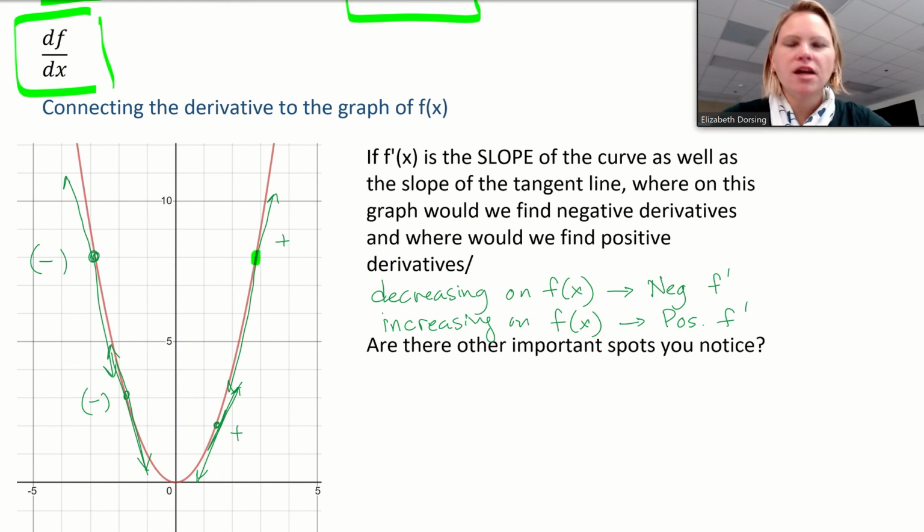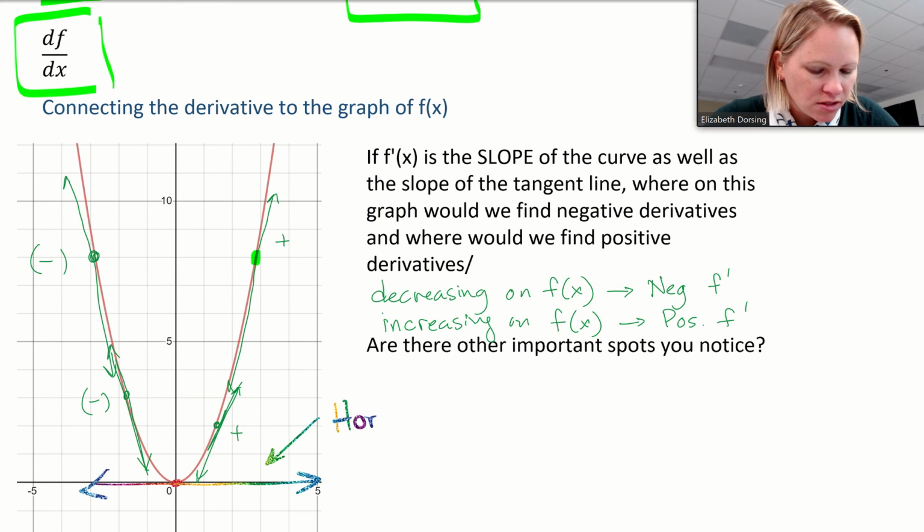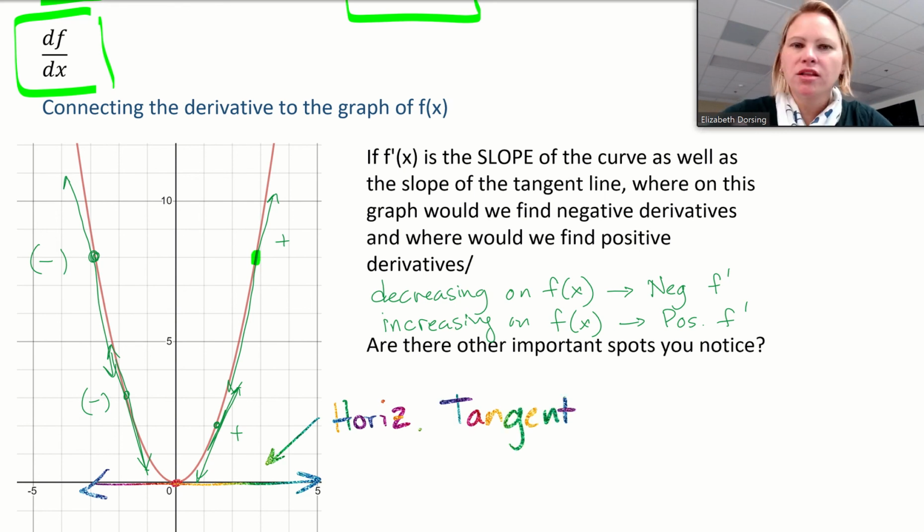Now, my other question is, are there any other important points on this graph that you would notice? What I want you to do is draw your attention down here, and I'm going to use the rainbow pen because this is really important. We've actually discussed this before. Right down here at the very bottom of my parabola, I have a horizontal tangent. Now, we call this point the vertex, but what I want you to remember is that the vertex of a parabola is either a maximum or a minimum value on the function. So we have a horizontal tangent. Here it's a minimum. If my parabola had flipped over so that my vertex was a maximum, I would also have a horizontal tangent.